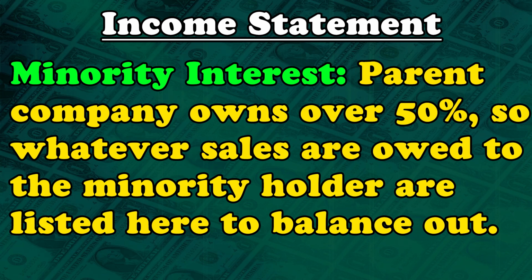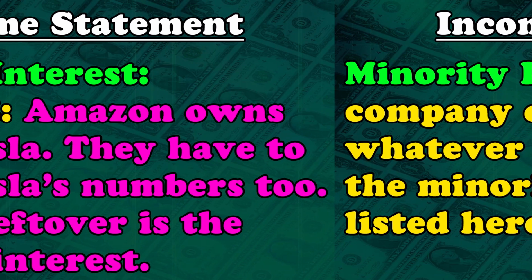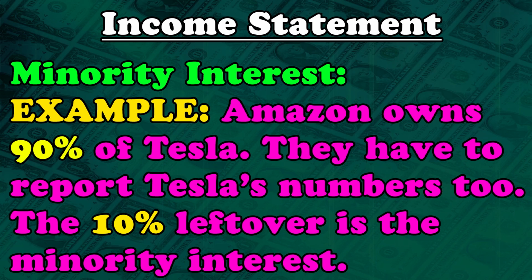And if that was the case, then they would have to report Tesla's revenue on their income statements as a consolidated or grouped together income statement. But because there is still 10% left over, that 10% would have to balance out as a negative here in this minority interest category, because it's basically revenue that Tesla is entitled to at 10%. And because Amazon only owns 90%, Amazon is not entitled to that last 10% of their business.